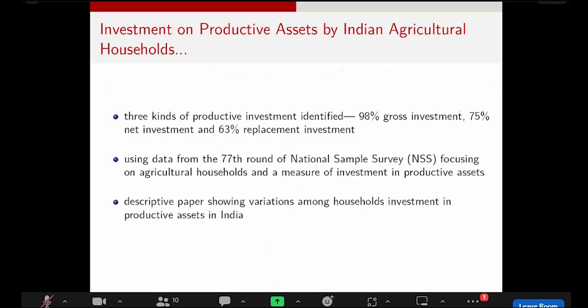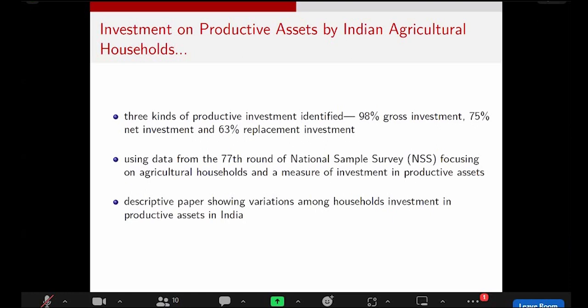All right, so I will start with the first presentation. The title was Investment in Production, based on Indian agricultural households. Just to recap the paper in a few bullet points, the authors have identified three kinds of productive investment: gross investment, net investment, and replacement investment. They have focused on net investment as that is adding to the current stock of agricultural assets. They found that 75% of the households are doing net investment, whereas 25% of the agricultural households are not making any net investment.